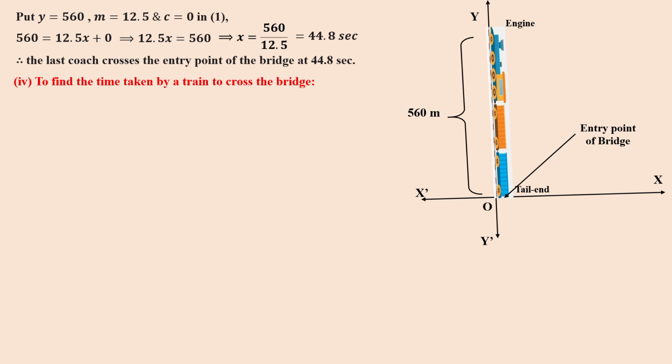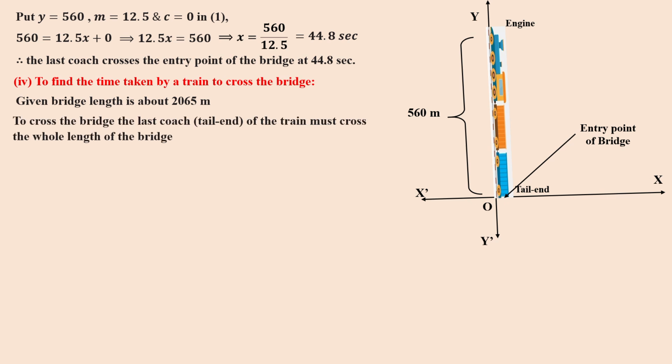To find the time taken by the train to cross the bridge, the whole train should cross the bridge. The given bridge length is 2065 meters. To cross the bridge, the last coach, the tail end of the train, must cross the whole length of the bridge. When touching the island, the engine should cross the whole bridge; to cross the bridge, the last tail end should cross the whole bridge. That is the difference. So the distance y is equal to 2065 and slope m is equal to 12.5. We need to find the time x.